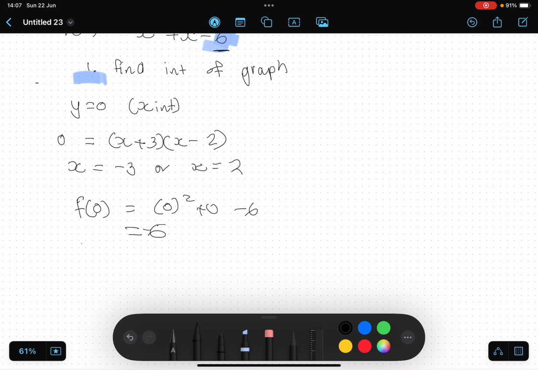So now we have our intercepts. Okay. Now the only other thing you'll need is your turning point, because remember, we always need a turning point to sketch this thing. So let's do that.